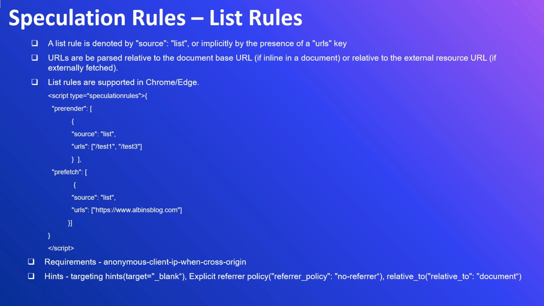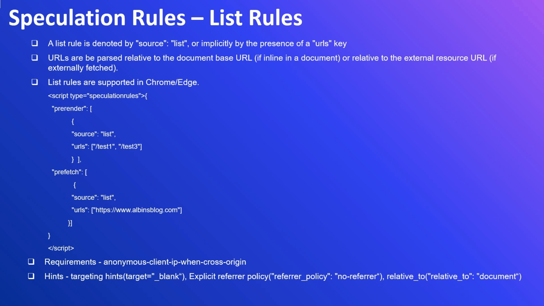Also you can specify requirements. Currently only anonymized-client-ip-when-cross-origin is supported. This requirement anonymizes the IP address while prefetching the cross-origin request to protect the user privacy. This requirement is skipped if the browser doesn't support the IP anonymization process.